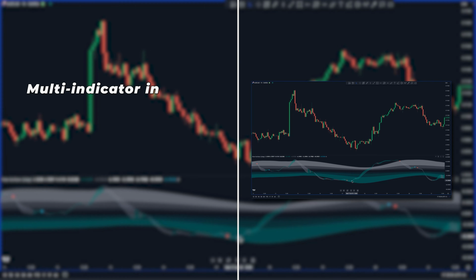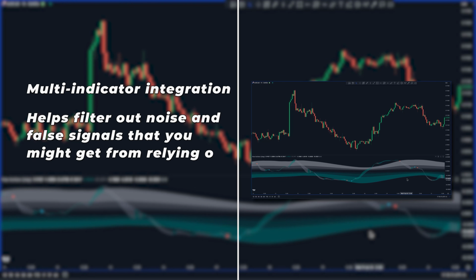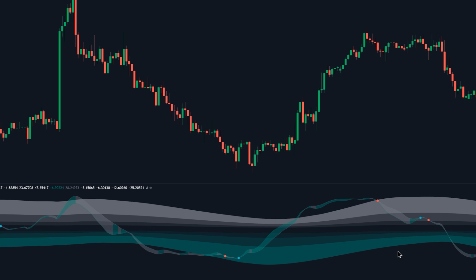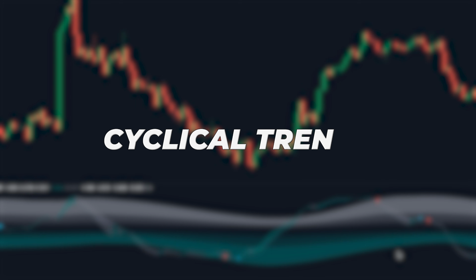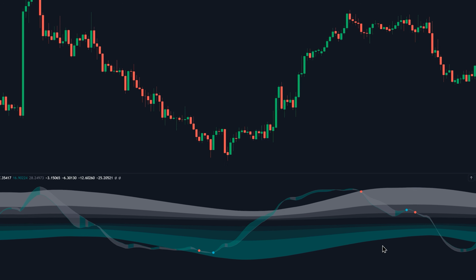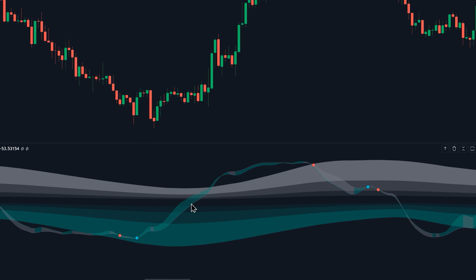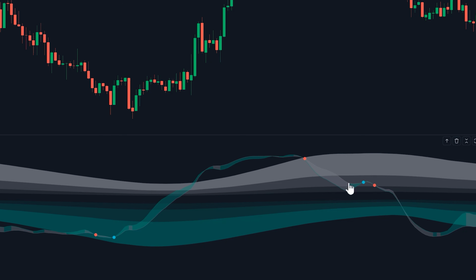The multi-indicator integration is crucial because it helps filter out noise and false signals that you might get from relying on a single indicator. The CCI identifies cyclical trends in trading assets, and the Stochastic oscillator compares a particular closing price to a range of its prices over a certain period. By combining these, we get a weighted momentum oscillator that can adapt to different market conditions.